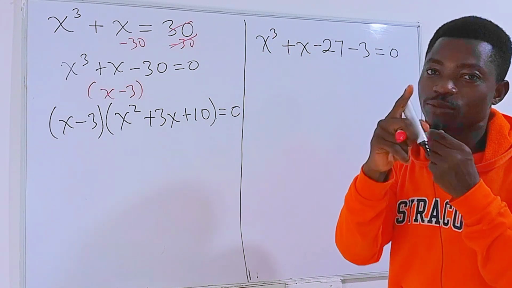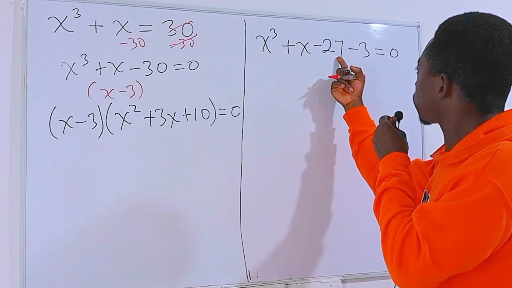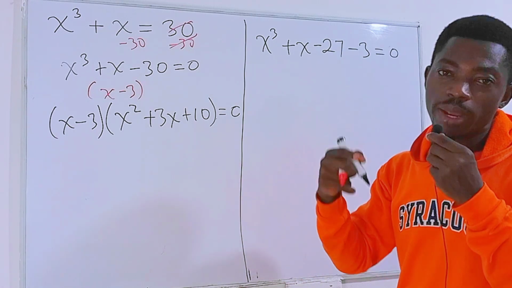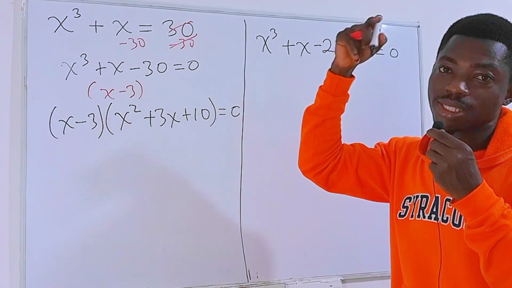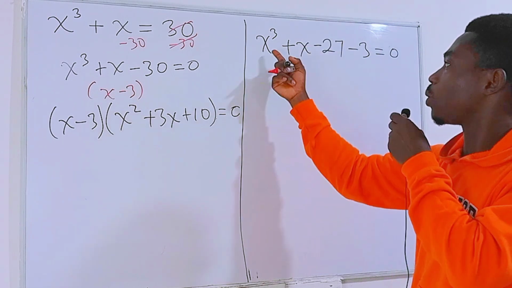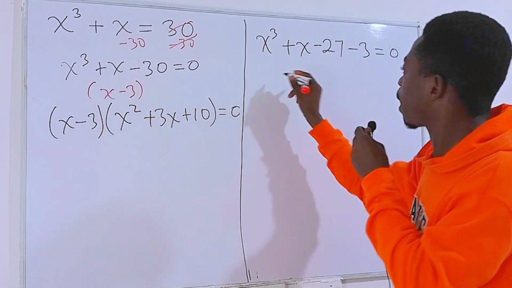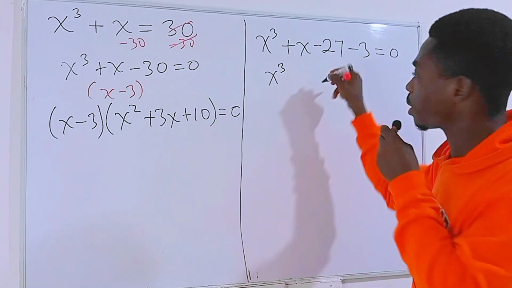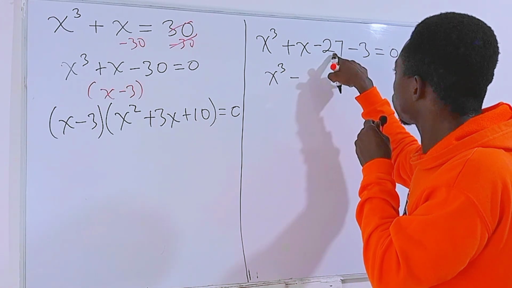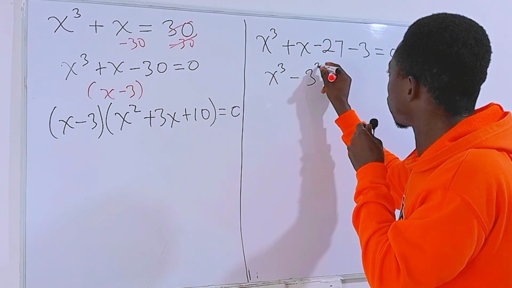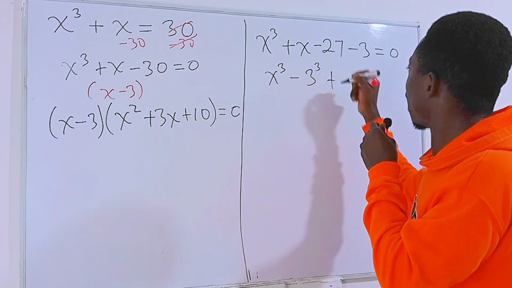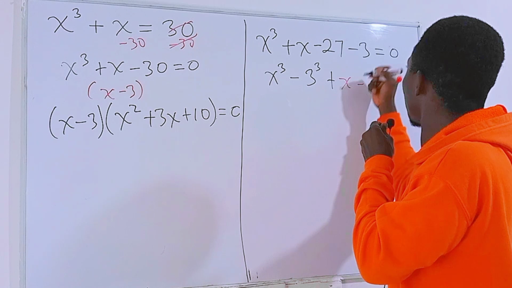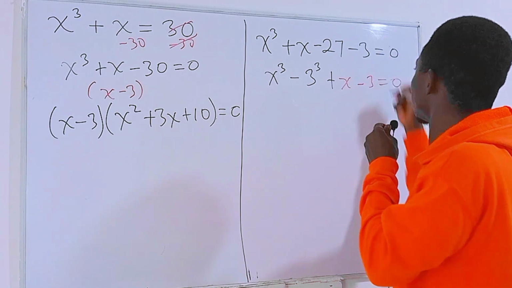We have an identity for that. And looking at this negative 27, we can write it as negative 3 to the third power, which will go with this. So we have x to the third power. This time I'm going to write this first. We have negative 27 is the same as 3 to the third power. Then plus we have x, then minus this 3 right here, and this is 0.